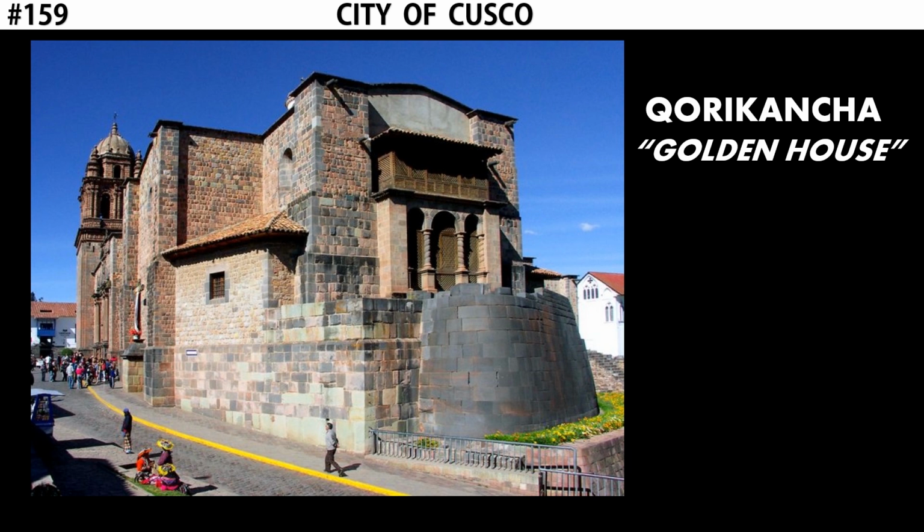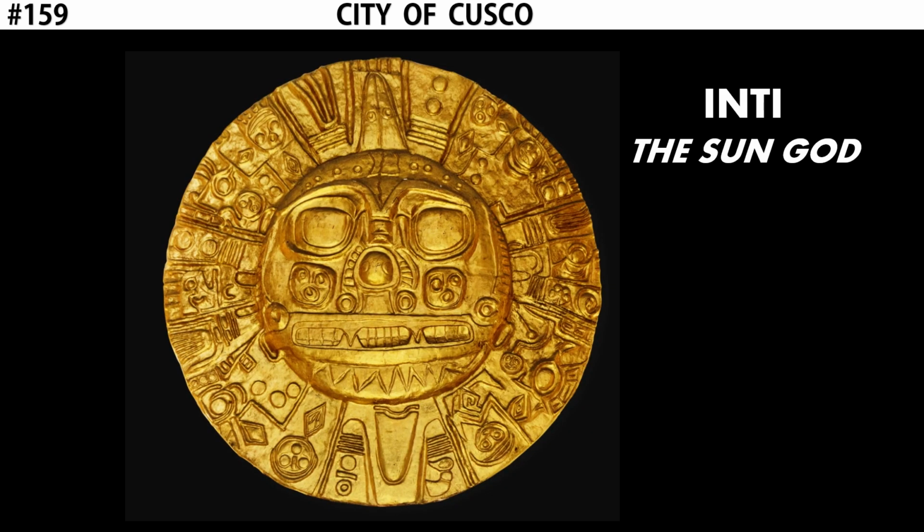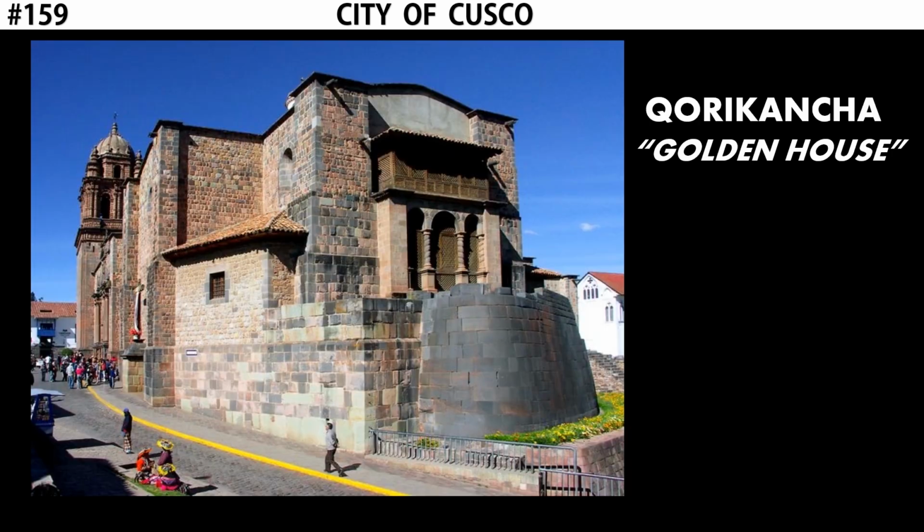And the Korikancha is an important temple to the Incan people that was dedicated to Inti, the sun god. Now, as we see it today, this is not really the kind of architecture we would expect from a 15th century indigenous American Incan population. A lot of the building that we see here looks very European.